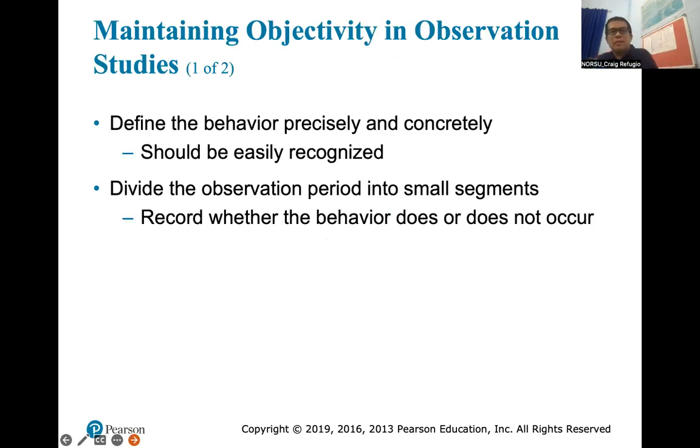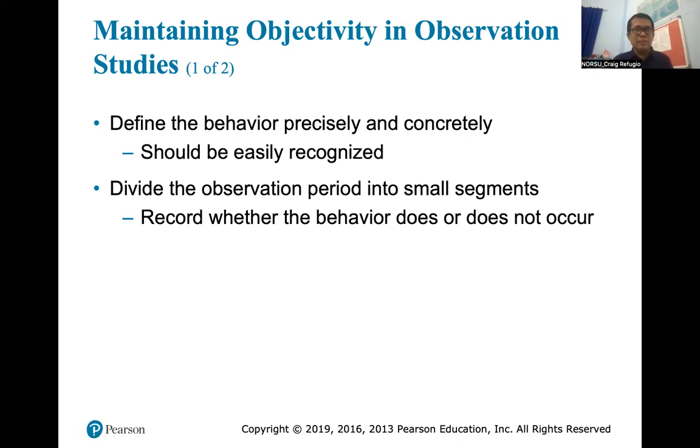Maintaining objectivity in observation studies. So first, you have to define the behavior precisely and concretely. So in a thesis, we have the operational definition of terms. So variables that you consider must be defined operationally. However, if the definition of the variable is the same as the definition given by dictionaries, you don't need to define it. If the definition is according to the general meaning of that variable, then you don't need to define it.